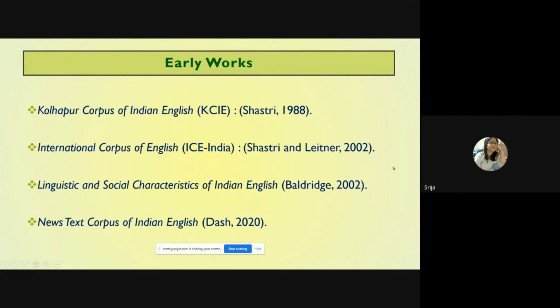Okay. So the earlier works done on this are the Kolhapur Corpus of Indian English, the International Corpus of English, ICE India, by Shastri and Leitner, 2002. This is a paper, Linguistic and Social Characteristics of Indian English by Jason Baldridge, 2002. And a more recent work was done by Professor Dr. Niladri Shekhar Dash on News Text Corpus of Indian English. This has shown the Kolkata variety of Indian English and the corpus was taken from the Telegraph.